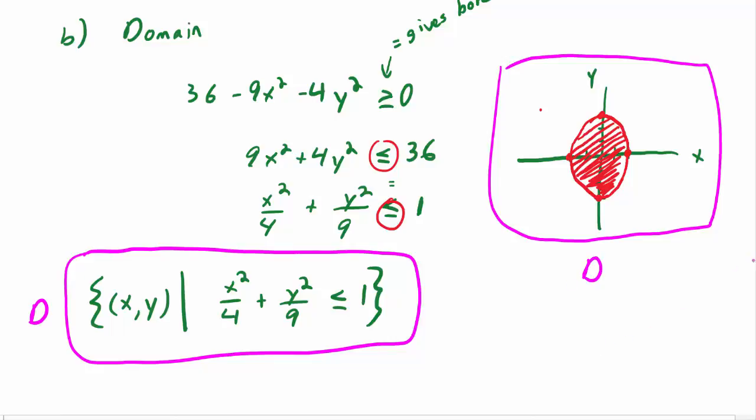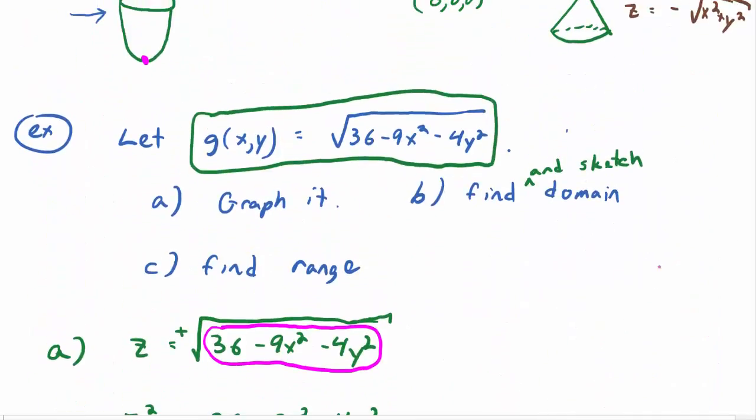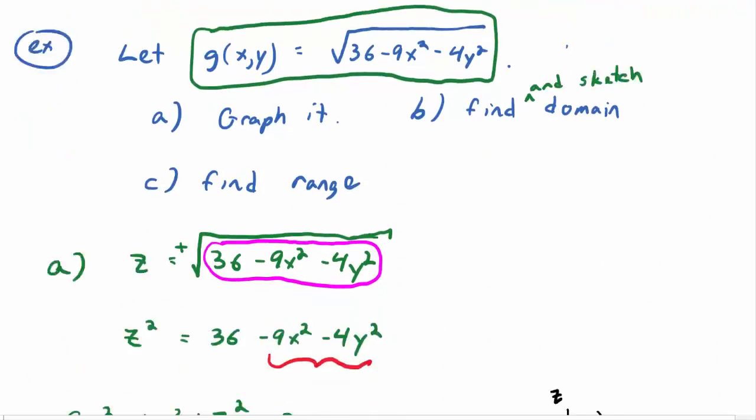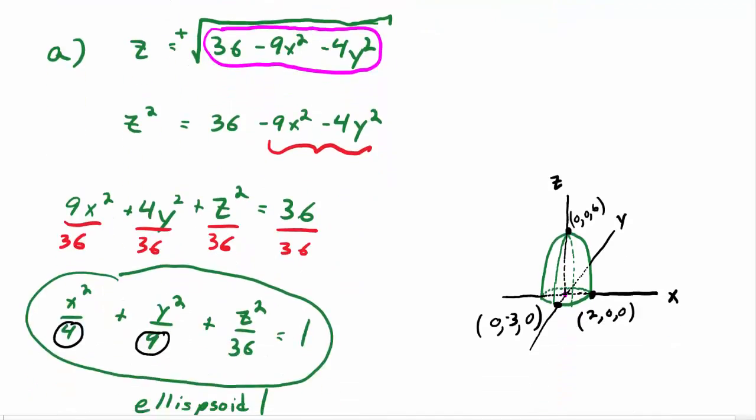Okay, and finally the range. Then you'll take a well-deserved break. Find the range. Look at the function, the square root of 36 minus 9x squared minus 4y squared. What kind of values are going to pop out of it? We've got a picture of it. How low do the z-values get? How high do the z-values get? From 0 to 6. There you have a picture of it.